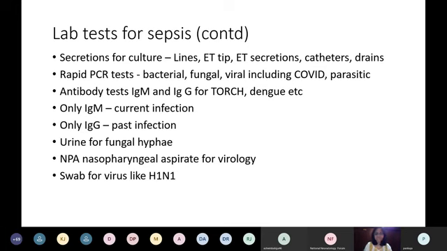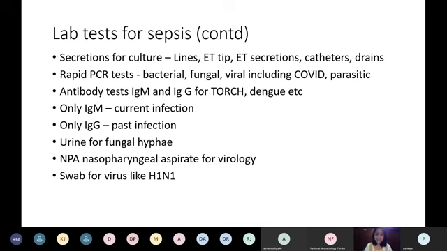Apart from this, if we strongly suspect fungal sepsis, urine for fungal hyphae would be a better test to do rather than blood, because unless it's a very florid sepsis, blood may not grow fungus that much. So urine fungal hyphae, if it is there, could be suggestive of sepsis. We can also look for nasopharyngeal aspirates and swabs when we are suspecting viral infections, viral sepsis, including swine flu and other viruses and even corona. So we can send these swabs when we're suspecting.